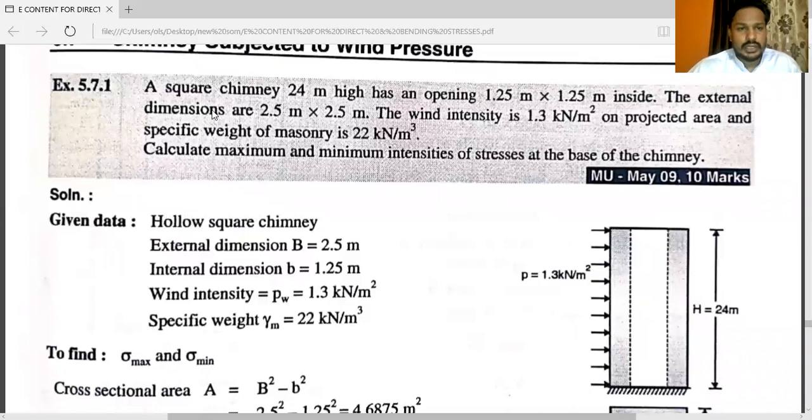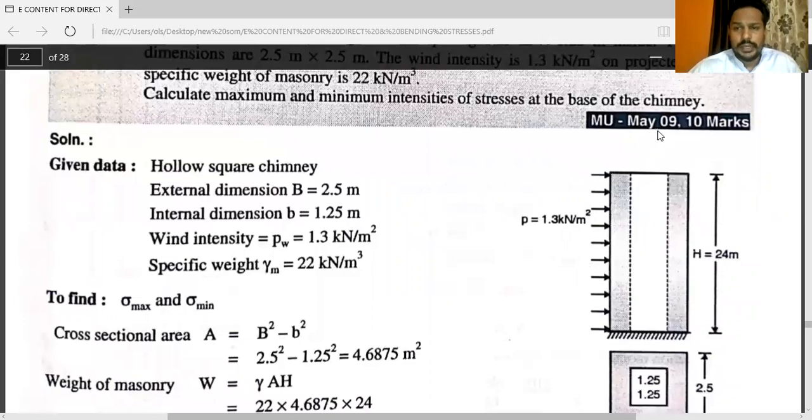The external dimensions are 2.5 meter into 2.5 meter. The wind intensity is 1.3 kilonewton per meter square on the projected area, and specific weight of masonry is 22 kilonewton per meter cube. Calculate the maximum and minimum intensities of stresses at the base of chimney.